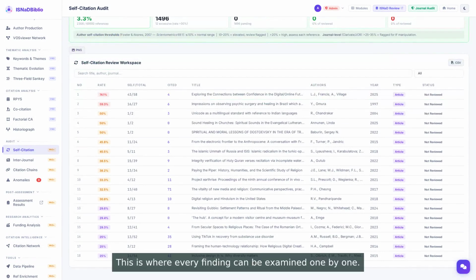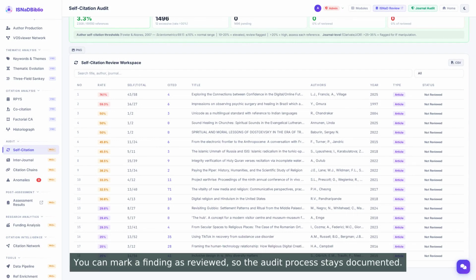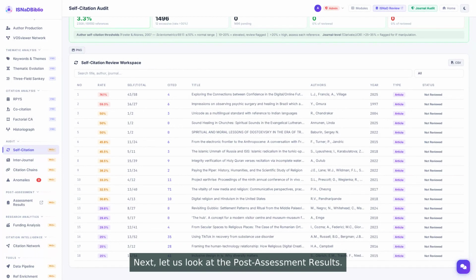This is where every finding can be examined one by one. Each row shows the article, the number of references, and how many of them are self-citations. You can mark a finding as reviewed, so the audit process stays documented. This matters because the final judgment still needs human consideration, not just a number.